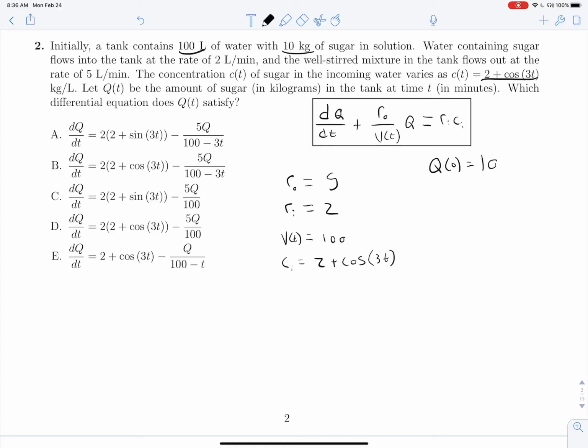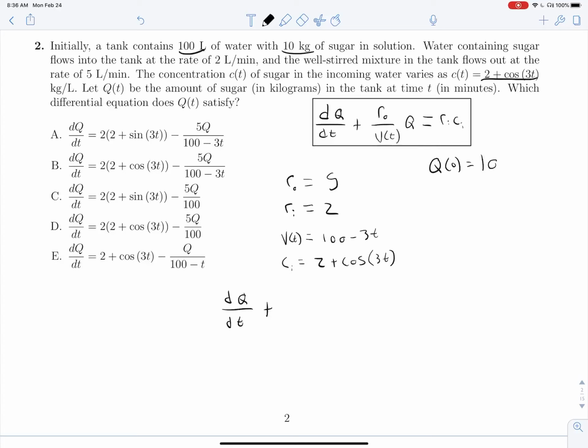So volume initially is 100, but since we have 3 more liters flowing out than are flowing in every second, we have to subtract 3t. So for every unit t, we lose 3 liters of volume. Okay, and we're pretty much done because all we have to do is plug these values in.